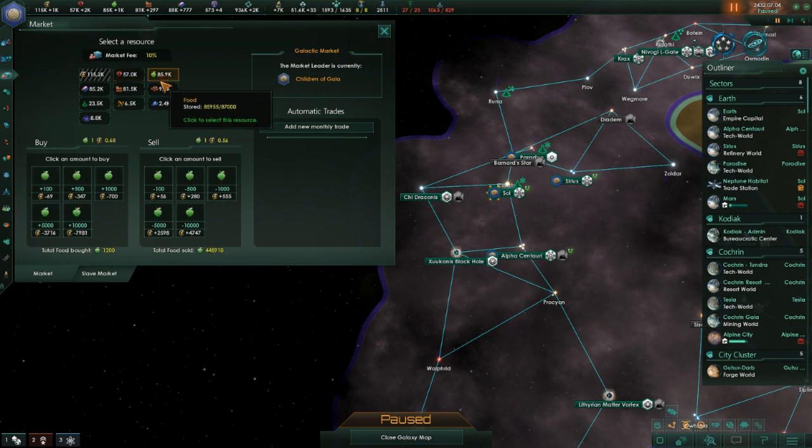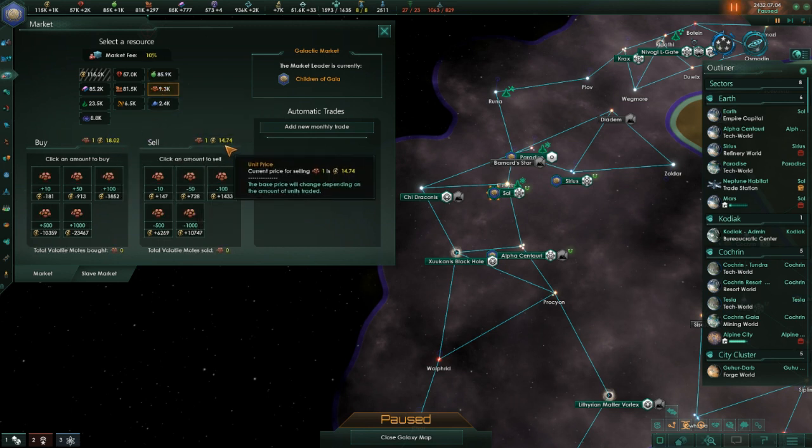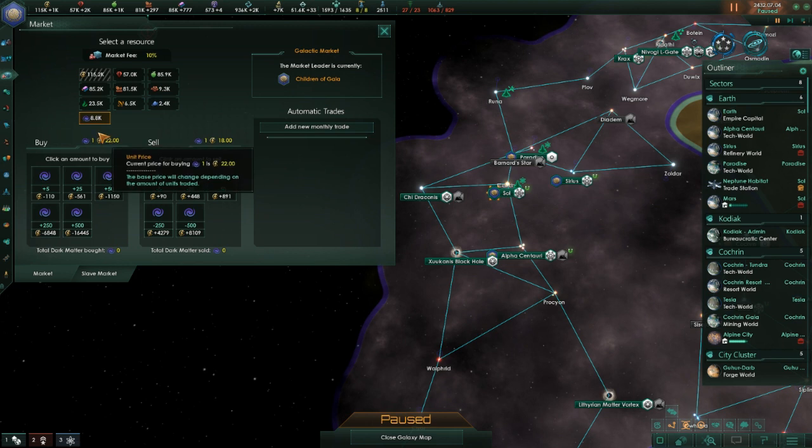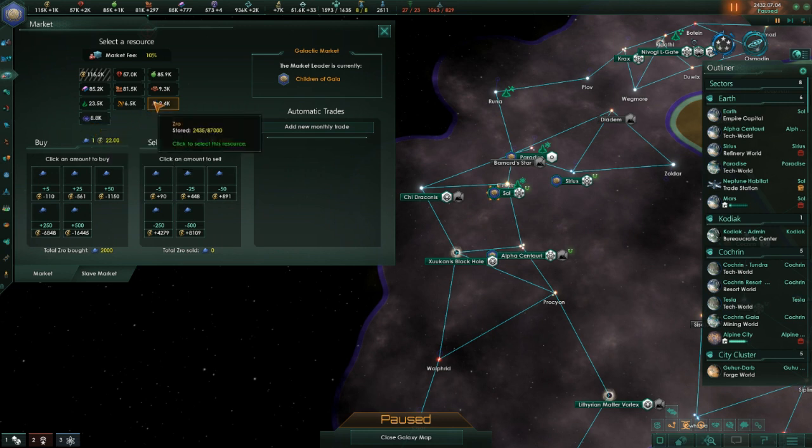You come over here to food. That's a different number. You have volatile motes, 18 versus 14, that's a whole big difference. 22 versus 18, so you can tell these are much more valuable materials. This is dark matter, and 22 and 18. So yeah, you can see how some of these things are absolutely off the chart as far as purchasing and selling. And it'll even tell you down here, this is the total amount bought versus the total amount sold.